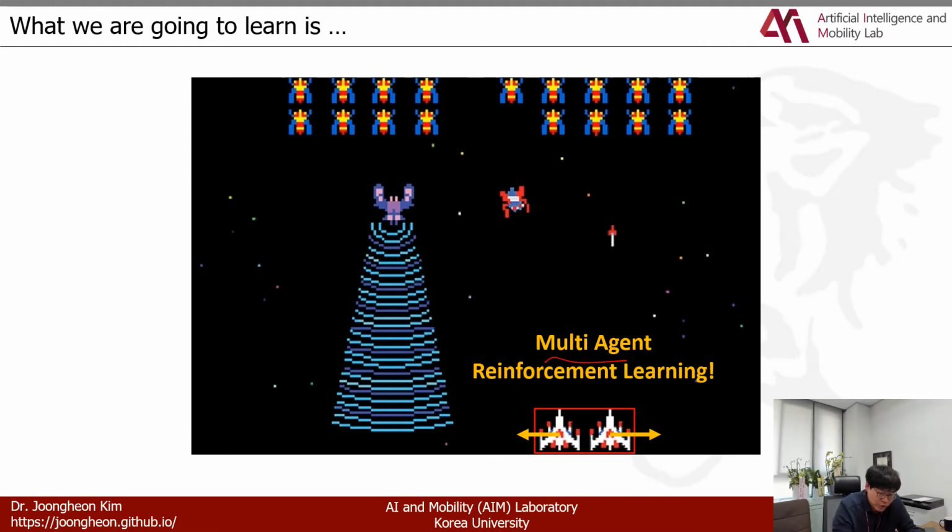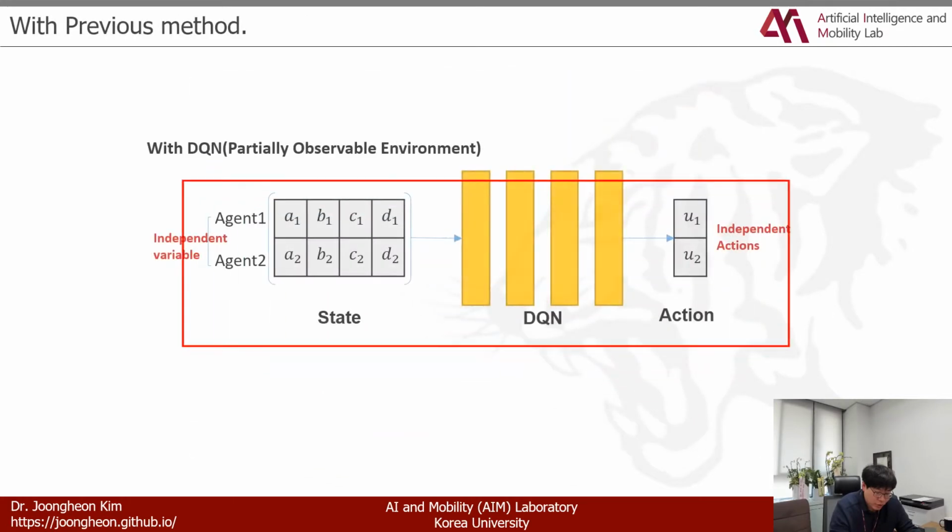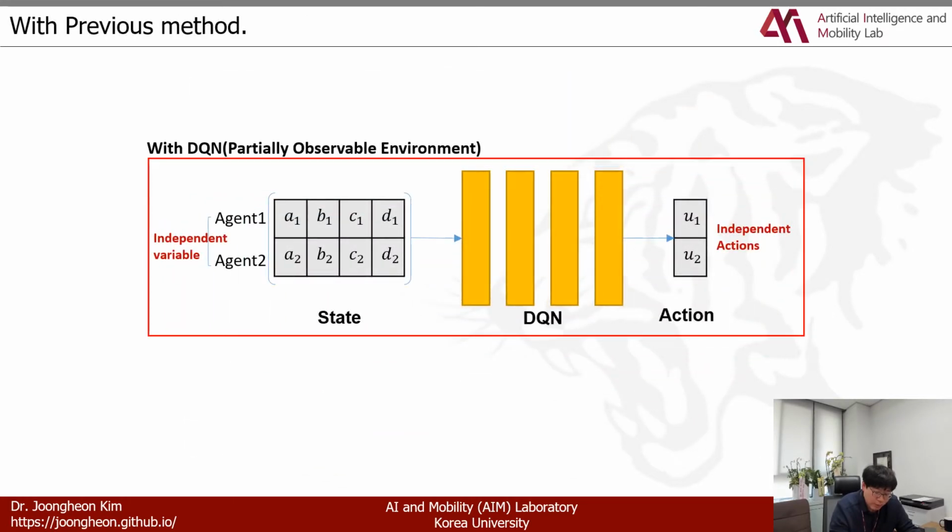So this is why we need multi-agent reinforcement learning. Someone should go to the left-hand side, someone should go to the right-hand side in order to achieve coordination and cooperation. That's our main objective here. So here, this is the basic concept of how we can realize these kinds of multi-agent reinforcement learning.